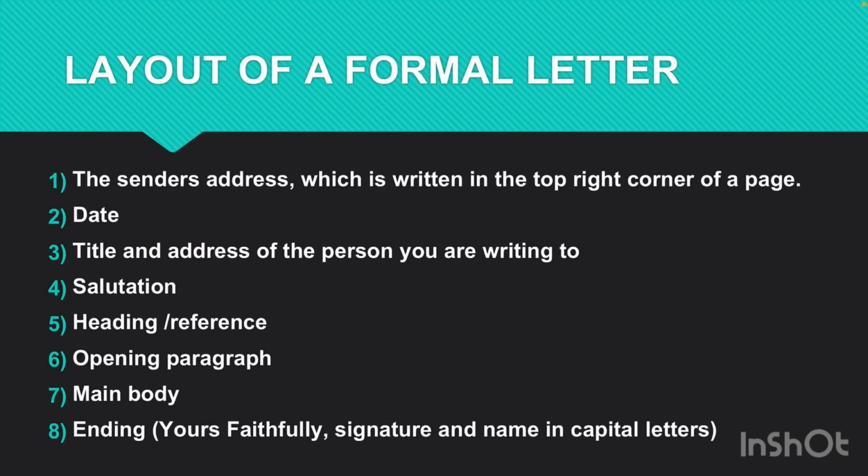Then the ending. How do we end this type of letter? So you can write just a statement. Your consideration to this letter will be highly appreciated. Your response to this letter will be highly recognized. That's just a statement that we put as the conclusion there. Then from there, you write yours faithfully. Since you don't know the name of this person, you just write yours faithfully. You put your signature, then your full names in capital letters. That's how you write a formal letter. Sender's address, date, title, and address of the person you're writing to, salutation, heading or reference, opening paragraph, main body, ending.